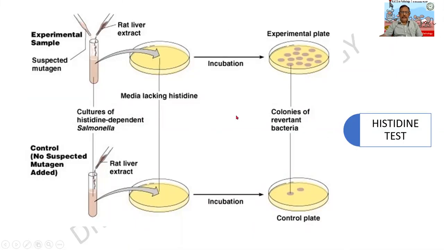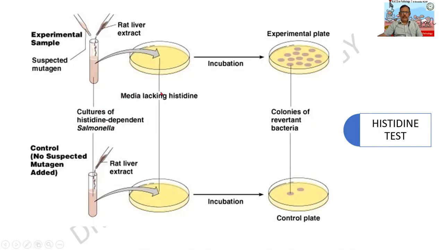Students, please concentrate. This is an important test called the AMES test, capital AMES, or the histidine test. Now, the organism that we are using in this case is Salmonella typhimurium. Normally, this particular organism is dependent on histidine. Histidine is some kind of a medium that is used, and because of that, there will be growth.